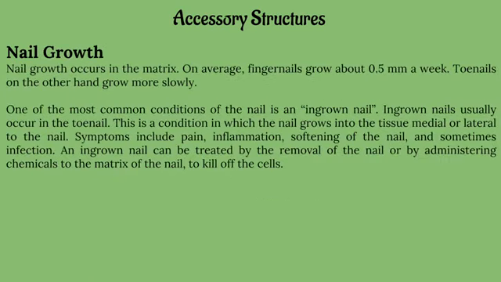The nails grow within the matrix of the nail, and just like the hair, the cells in the nails keratinize and die off as they are pushed upward away from the supply of blood. On average, fingernails grow about 1/2 millimeter per week, but the growth for toenails is slower.